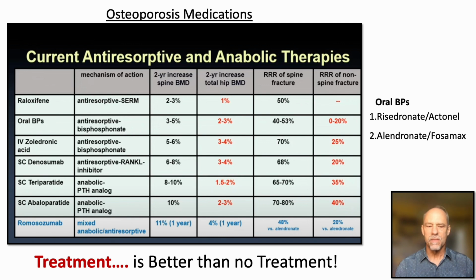The key is that any treatment is better than no treatment. As we talked about in some of the earlier slides, people are not getting diagnosed and they're not getting treated. So we have some work to do. And if a patient's insurance will only allow an oral bisphosphonate, it really does make a difference. Though I tend to use some of these other medications more often, as I'll talk about in a few minutes.